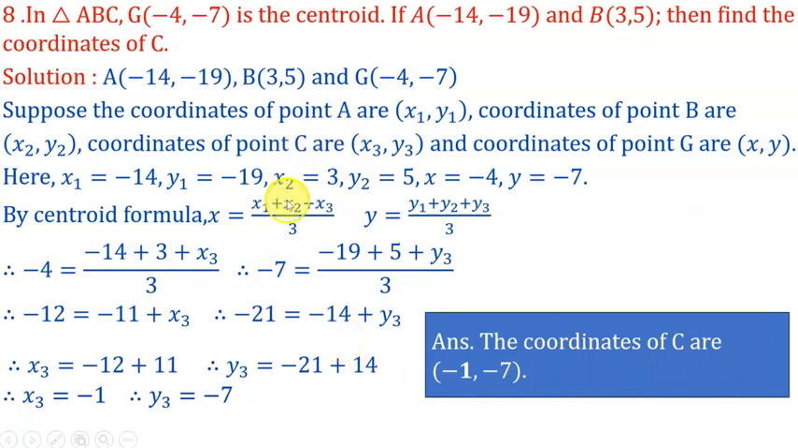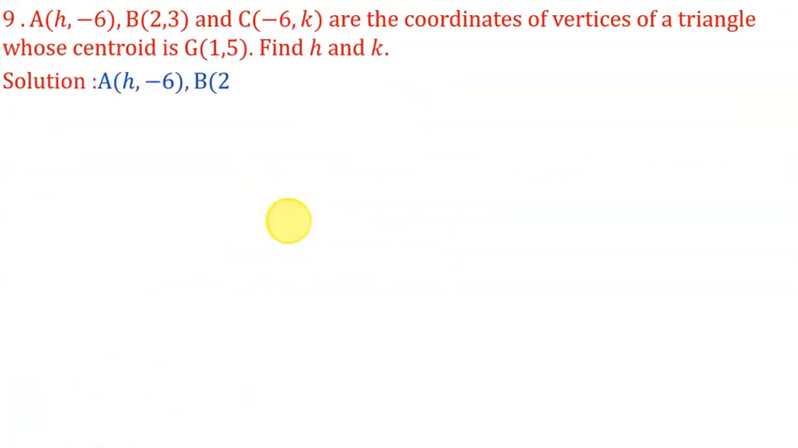Okay, simple, इथे centroid formula वापरलाय triangles चा. Now next, A whose coordinate is (h, -6), B is (2, 3), C is (-6, k) are the coordinates of the vertices of a triangle whose centroid G is (1, 5). Find h and k. Okay, A दिलेला आहे, B दिलेला आहे, C दिलेला आहे, सेंट्रॉइड पण दिलेला आहे.